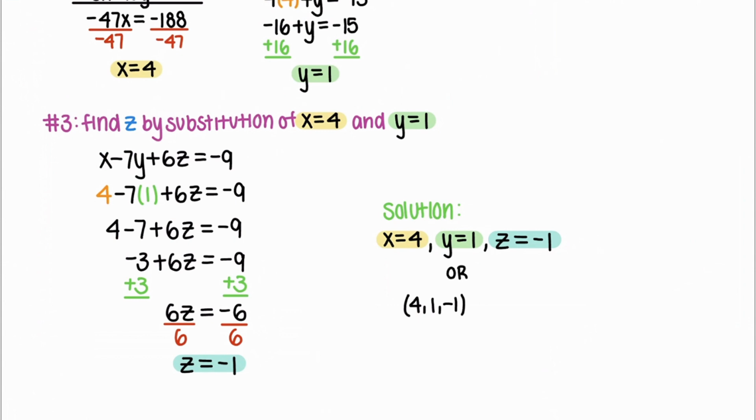We can, again, write our solution by listing out all the numbers as such, or we can write it as an ordered triple. Either one is perfectly fine.